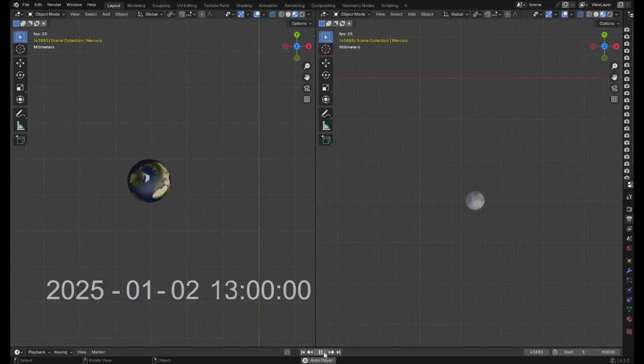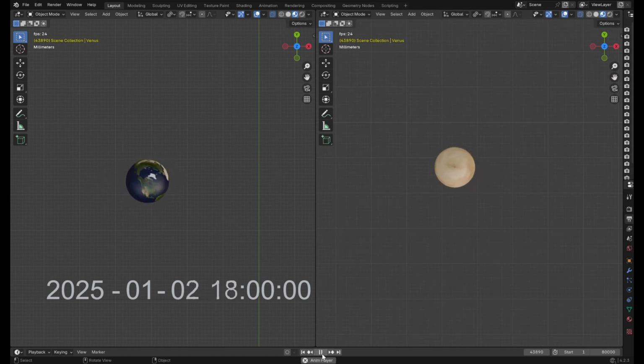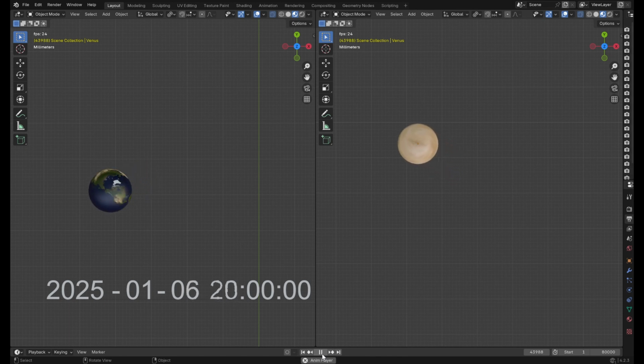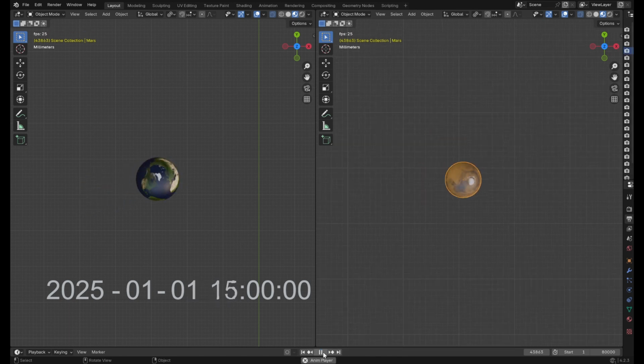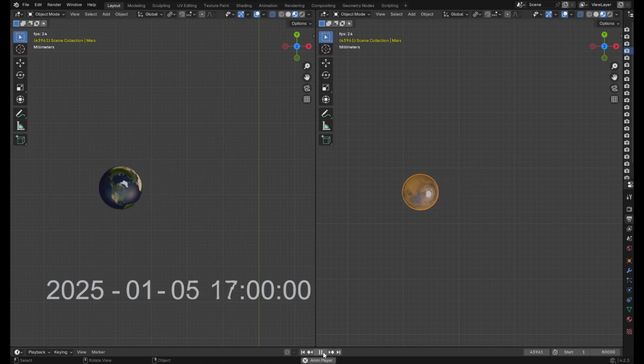Mercury and Venus rotate very slow. Mars and Earth rotate almost same. Mars rotation period is 24.6 hours.